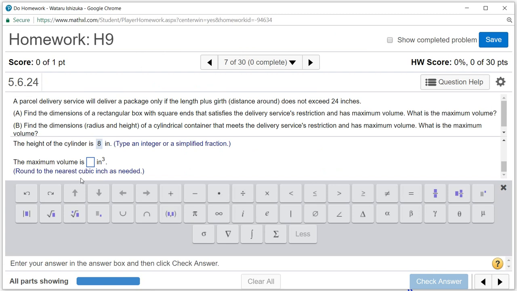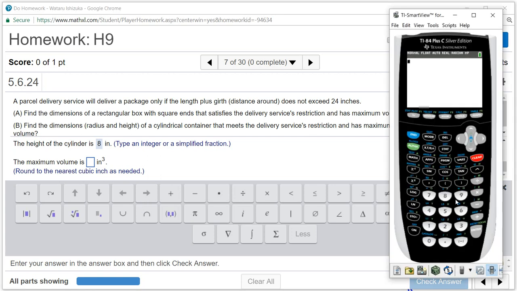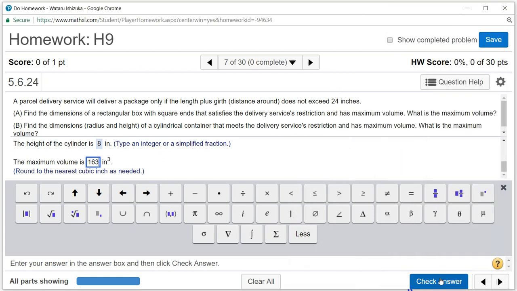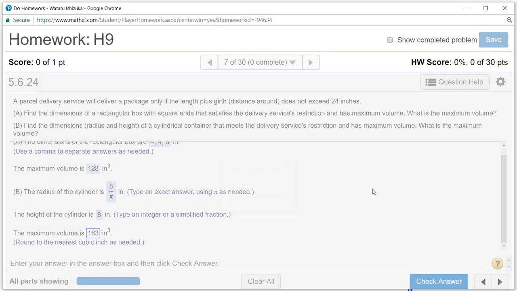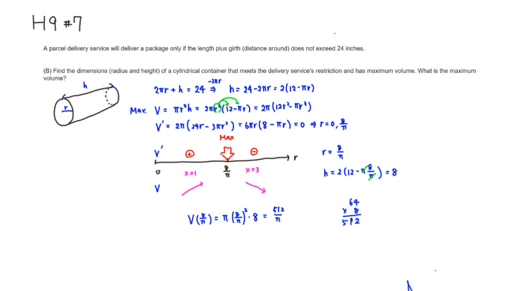Actually, I have to round it to the nearest cubic inch, so I'm going to pull out a calculator. That was 512 divided by pi, and it's about 163. So let's type it in: 163. Let's check the answer. We got that. That's it. I hope that this was clear.